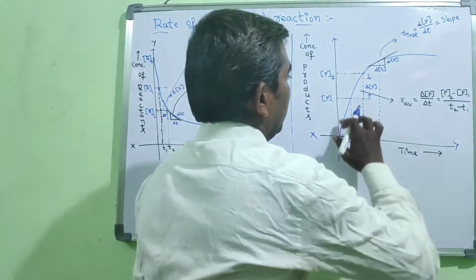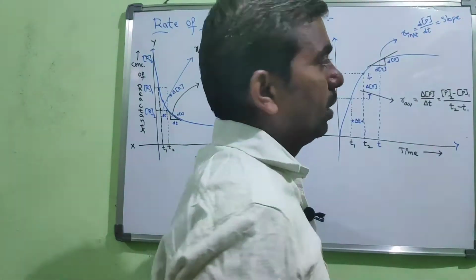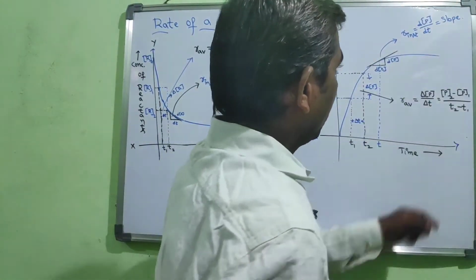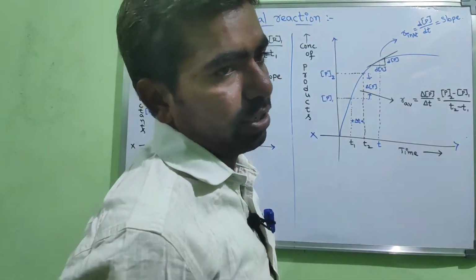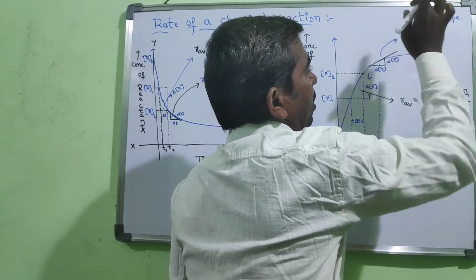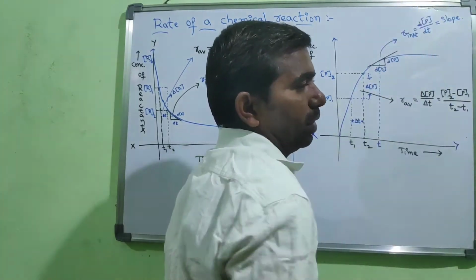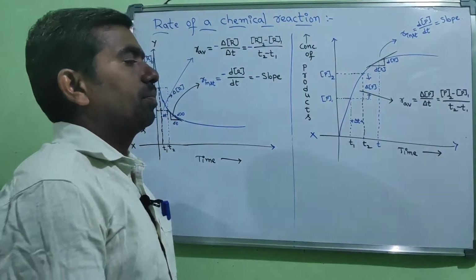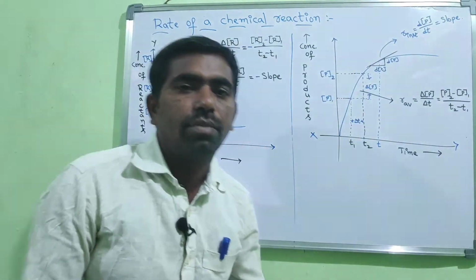And for this curved line I am calculating the slope. That slope gives us the instantaneous rate of a chemical reaction. So R instantaneous equals difference in concentration of P divided by difference in the time, that is equals slope. So that is about the average rate of a chemical reaction and the instantaneous rate of a chemical reaction.